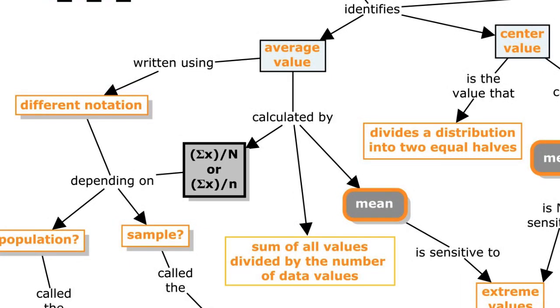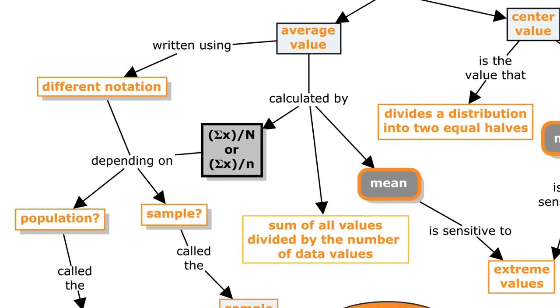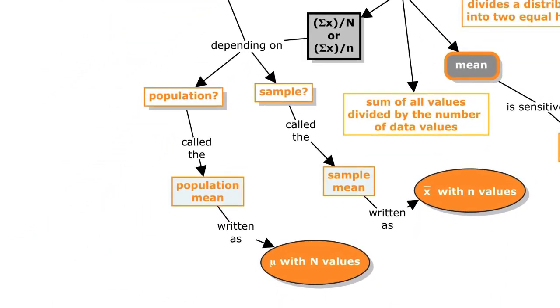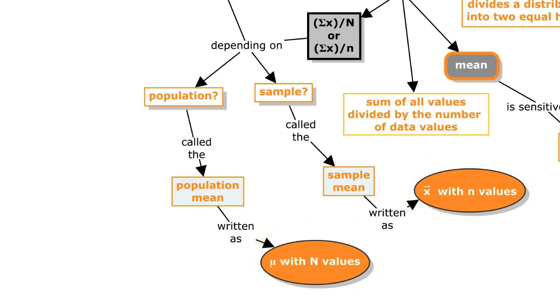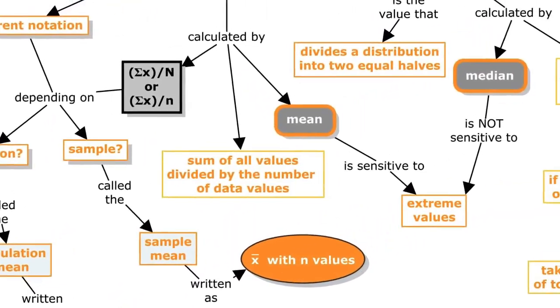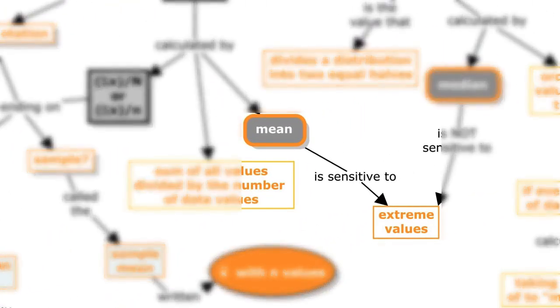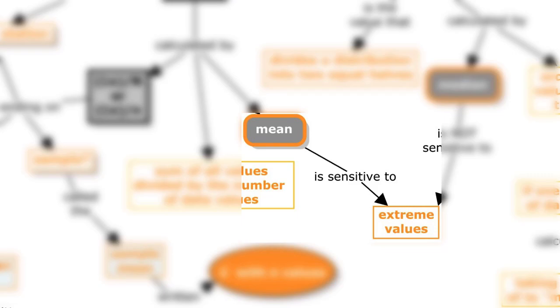Let me say this one more time. We would use different notation depending upon whether or not we're calculating the mean for a population or the mean for a sample. And as we can see here, we would use the Greek letter mu if we're calculating the population mean, or we would use the notation x with a bar on the top of it to denote the sample mean. Last but not least, pertaining to the mean, it is going to be sensitive to extreme values.